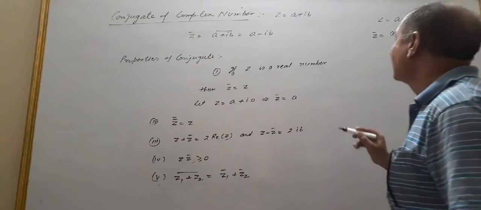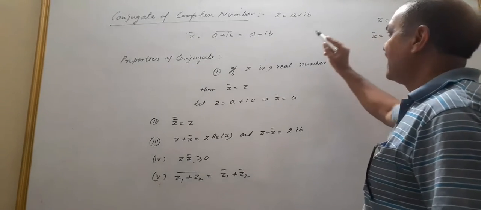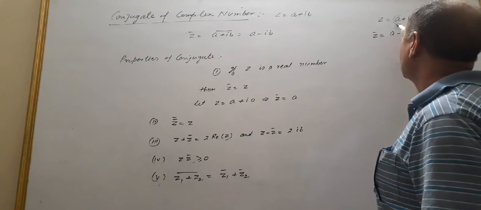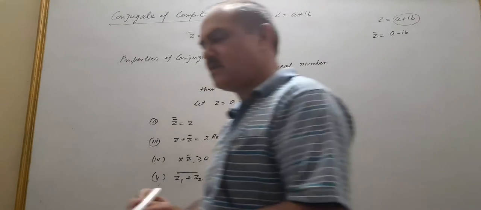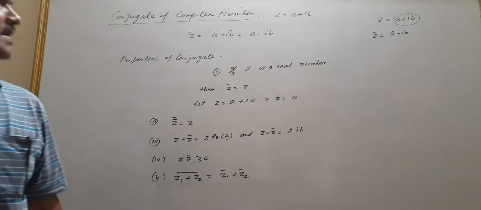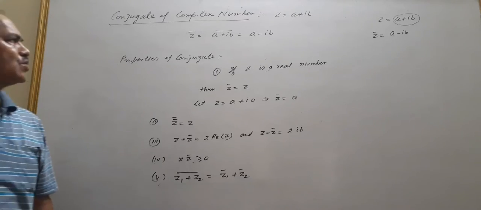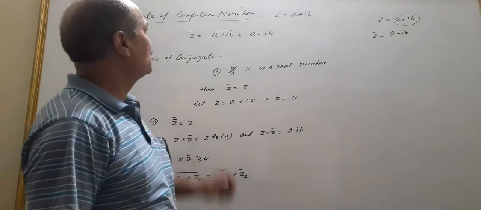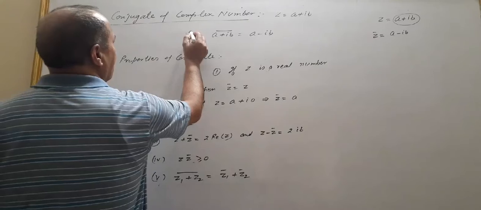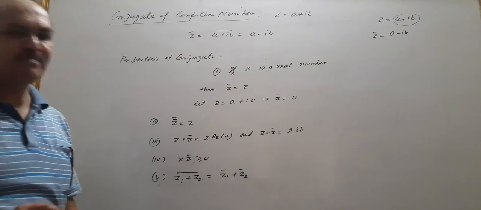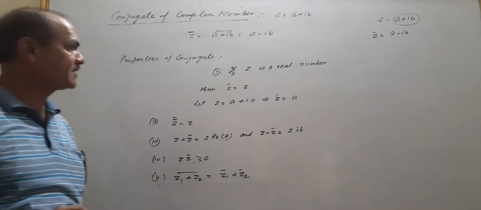This is the slight difference between additive inverse and conjugate. In case of additive inverse, you have to change the sign of all the terms of the complex number. In case of conjugate, you just change the sign of the terms containing iota. That is the conjugate of a complex number. This conjugate is denoted by z bar. What are the properties? There are some properties of conjugate numbers. You have to remember them.